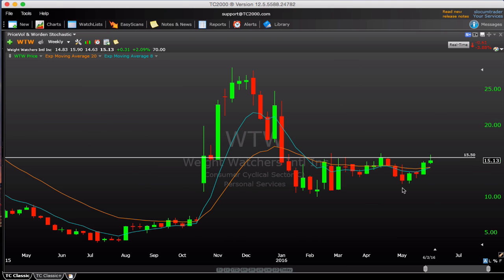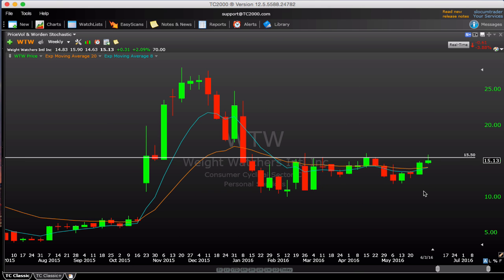Weight Watchers, this is another one that we've been talking about a little earlier this week. 1550 or so has been resistance all this year, hasn't been able to clear back above it, and it did try to this week, and you can see it did pull off those highs here. So keep an eye on it. It looks pretty actionable now.